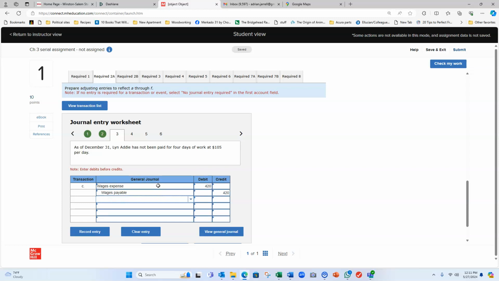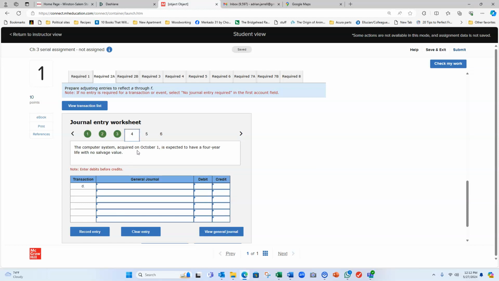We don't use accounts payable for wages. Taxes, wages, and interest all have their separate payable accounts. Maybe there's one more, but I can't remember what it might be right now.